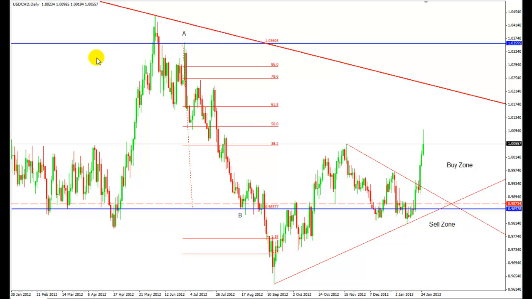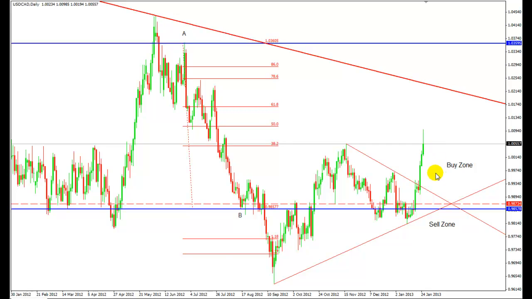Okay, USD CAD on the daily. A is at 1.0360 and the B is at 0.9857. Once again, we have this downtrend line where we're seeing this retracement here, and we were actually fighting the back of this trend line, and we said it's going to do one of two things. It's going to break through this, or of course it's just going to continue and break through into this sell zone. But we can see it's actually moved into the buy zone.